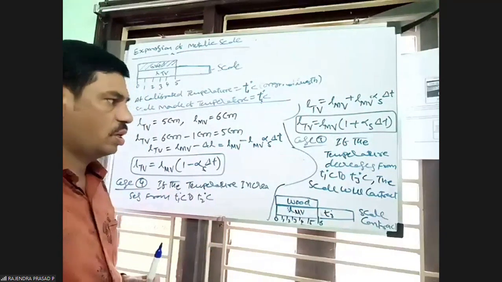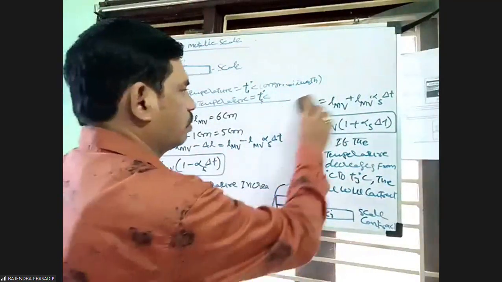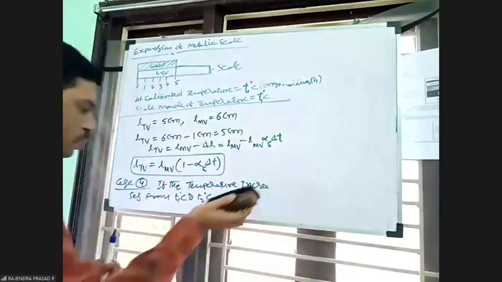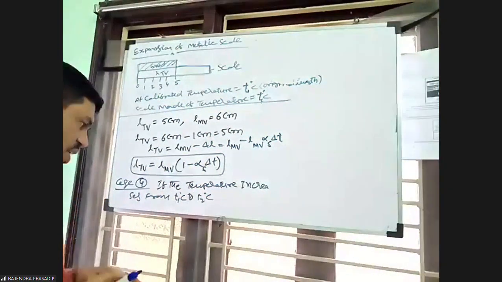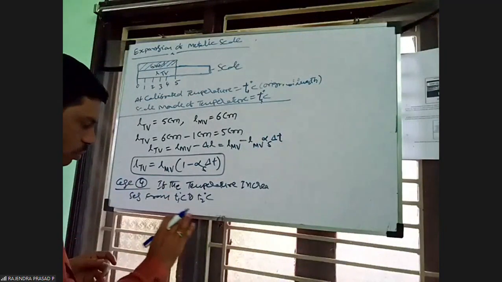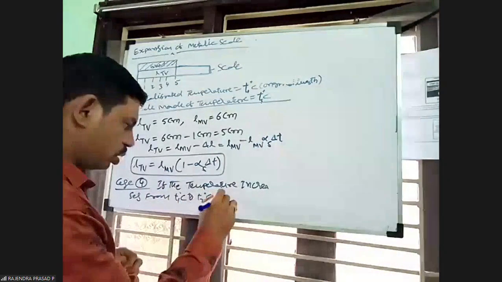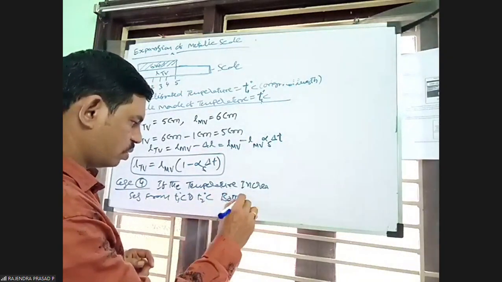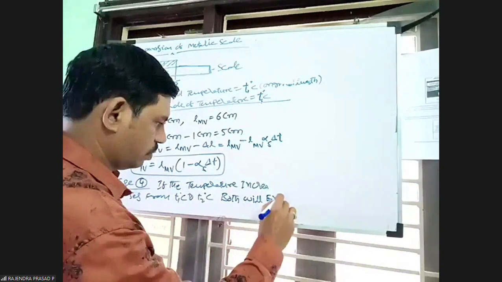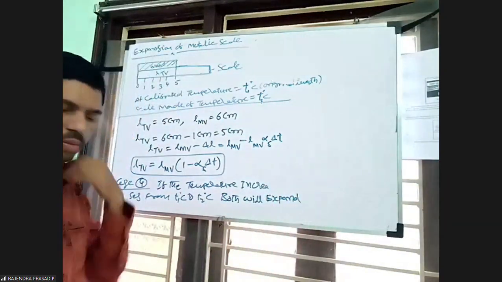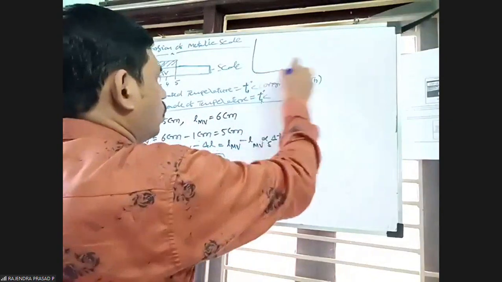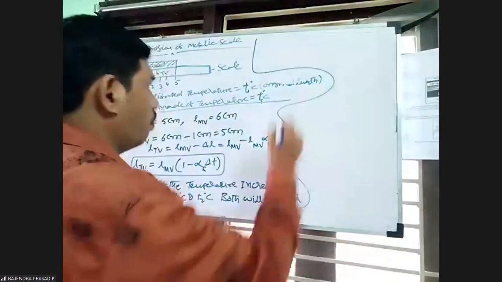So there are three types of problems. Fourth: if the temperature increases from T1 to T2, both will expand.